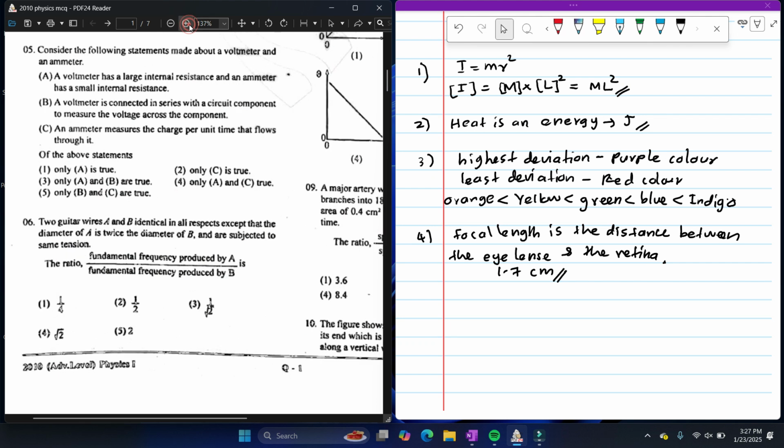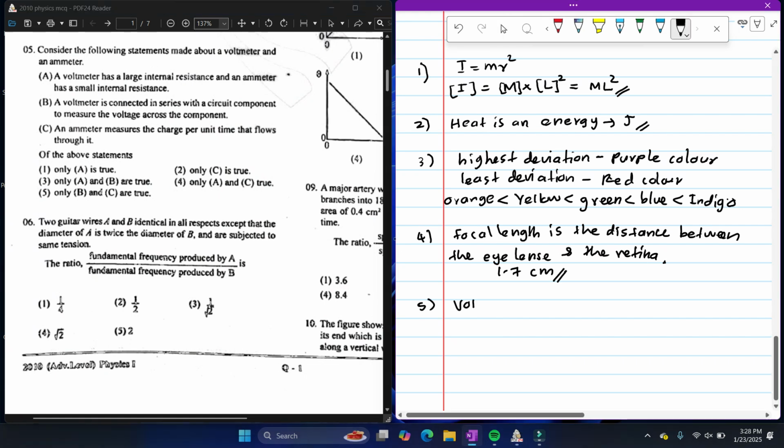Consider the following statements made about a voltmeter and an ammeter. A: A voltmeter has a large internal resistance and an ammeter has a small internal resistance. What do you think of this statement? According to theory, we know that a voltmeter must possess a large resistance, whereas an ammeter should possess a very small resistance. So statement A is correct here. The resistance of a voltmeter should be very high and the resistance of the ammeter should be very low. I'll write that point separately.